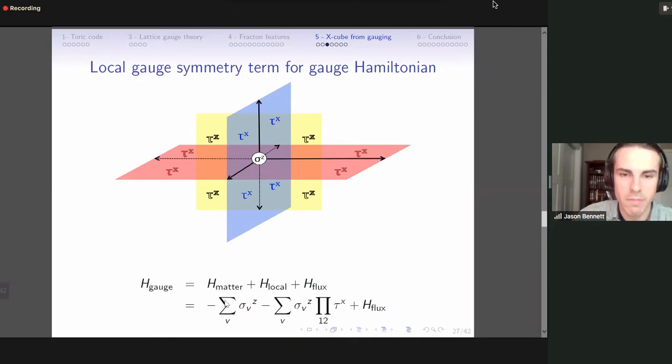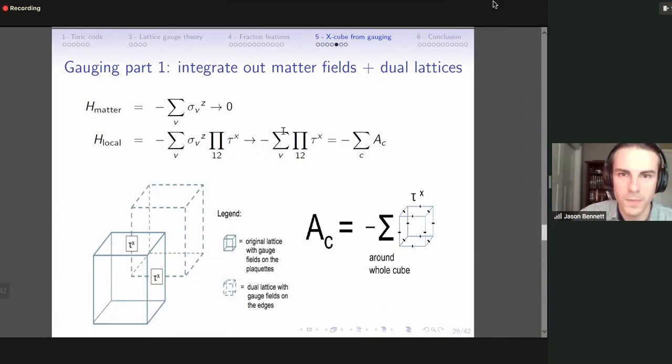integrating out the matter fields for this term, the matter field goes to 0, and just like with the local term in the first half of this talk, this will go to 1. So we do that here. But I'm going to make this identification that all these things around a particular cube, I'm going to call that AC, and it's kind of mimicking my AV from the toric code up here.